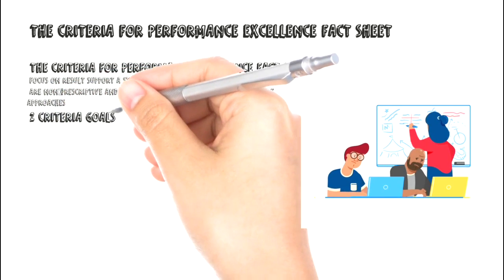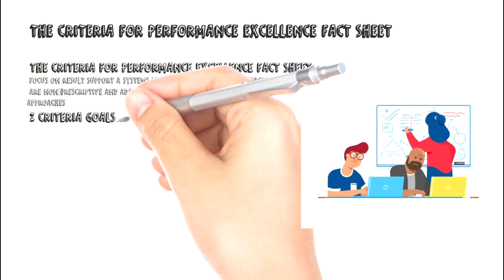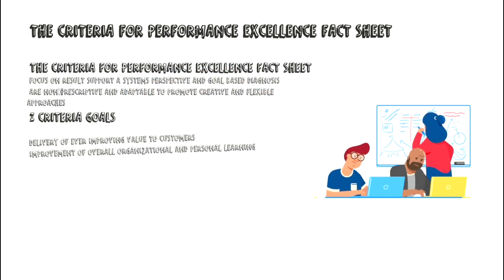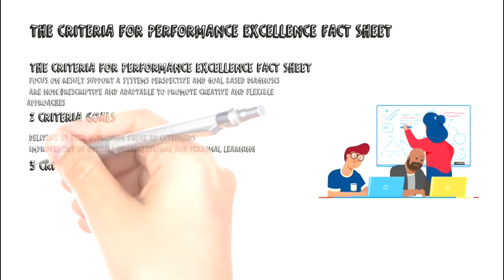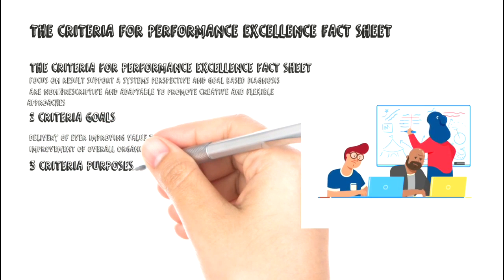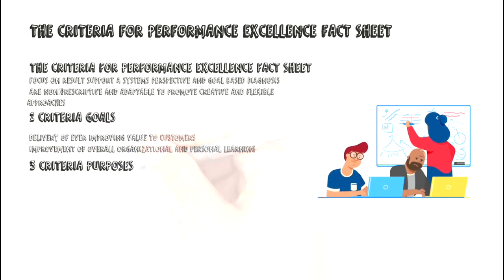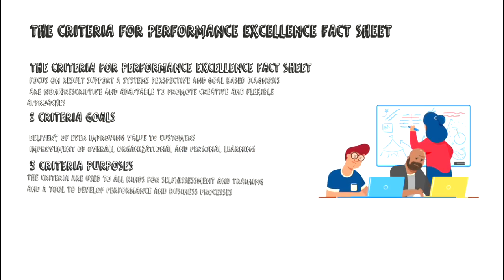Number 2 is criteria goals. These are the criteria that are designed to help organizations deliver ever-improving value to customers, and also the improvement of overall organization and personal learning. Number 3 is criteria purposes. These are the criteria that are used for all kinds of self-assessment and training and a tool to develop performance and business processes.